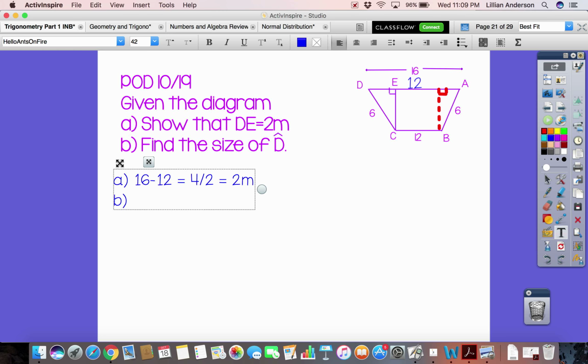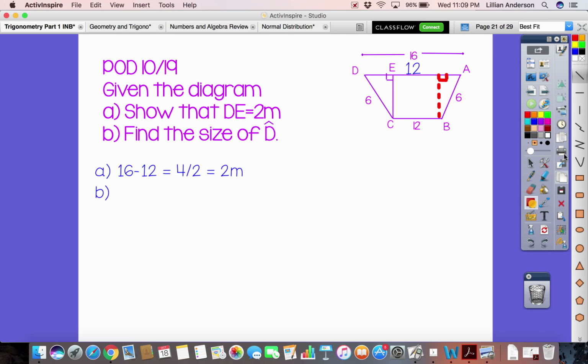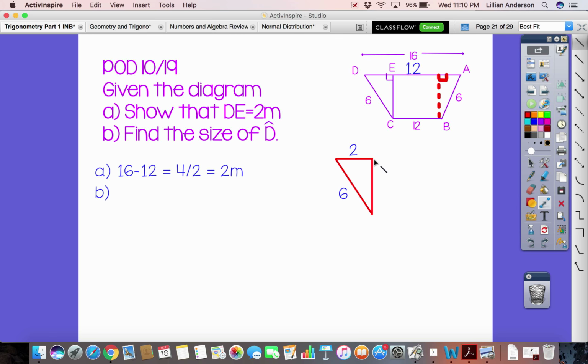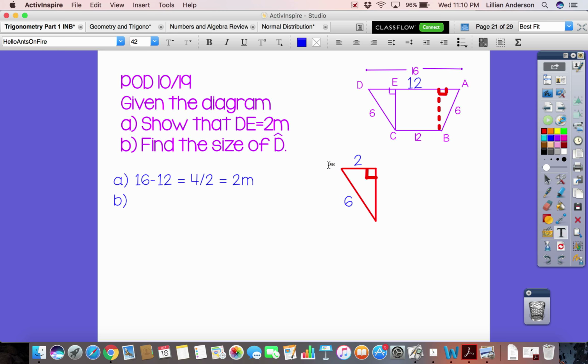Okay? Now to find the size of angle D, hopefully you recognize that to find that size you are dealing with a right triangle, okay? You have DE, which is there. You have EC, which is that perpendicular, and then you have DC, which represents your hypotenuse, okay? So knowing that DE is 2 and knowing that DC is 6, you basically have a right triangle where you're trying to find angle D.